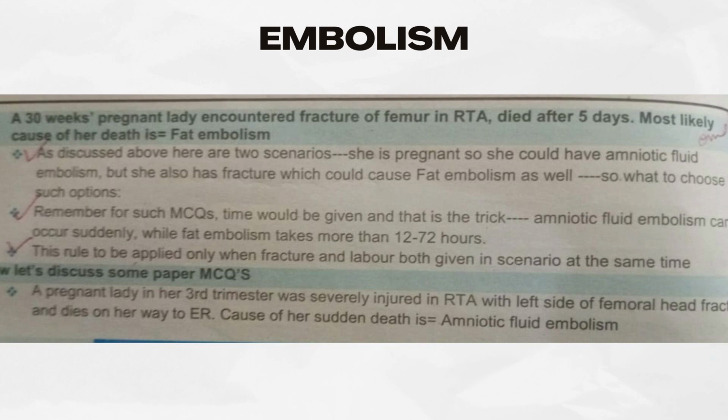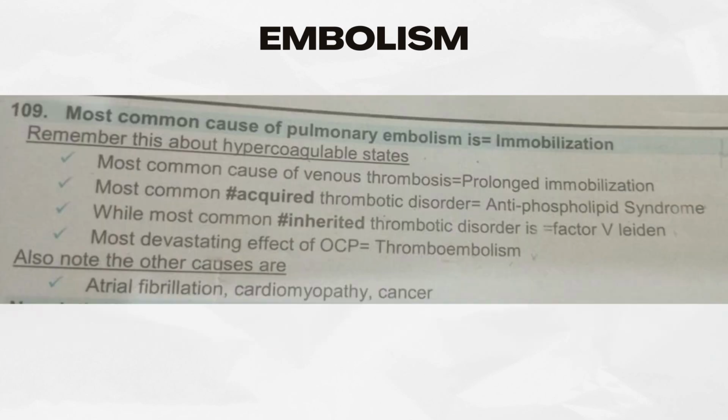Point number 109, the most common cause of pulmonary embolism is immobilization. The most common cause of venous thrombosis is prolonged immobilization, as venous thrombosis causes a pulmonary embolism. The most common acquired thrombotic disorder is the antiphospholipid syndrome, and the most common inherited thrombotic disorder is factor V Leiden, and the most devastating effect of the oral contraceptive is thromboembolism.